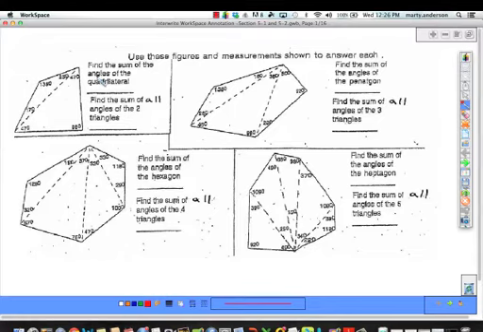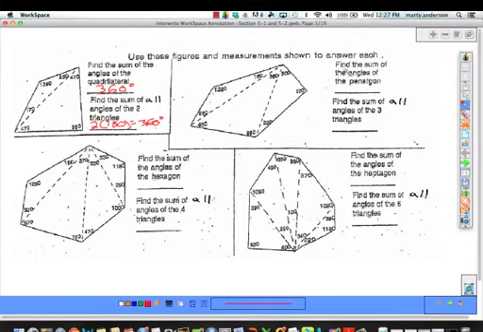Find the sum of the angles of the quadrilateral. If you're going to go through and add up all of these angles, you are going to get 360 degrees. Next thing, find the sum of all the angles of two triangles. Well, if we have two triangles formed by the one diagonal, we have 2 times 180, and we have 360 degrees.